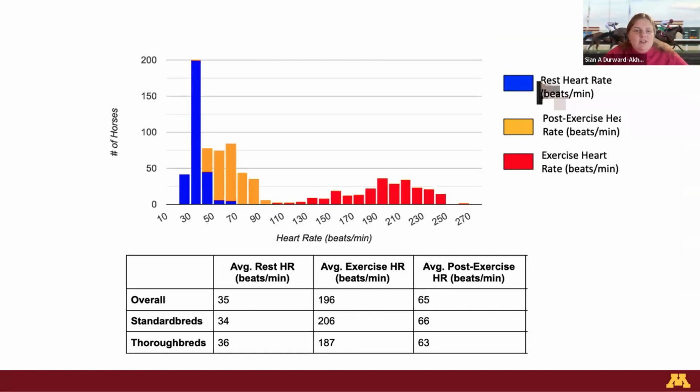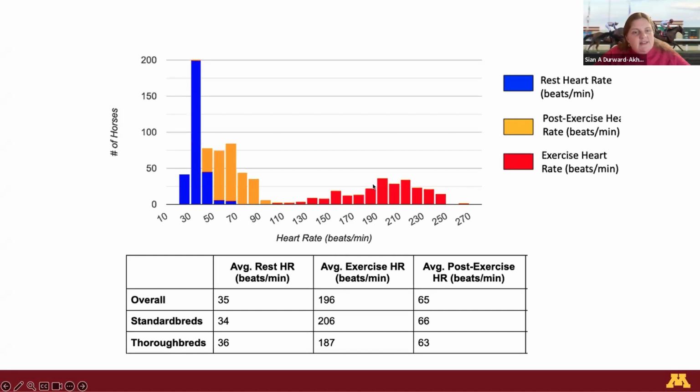And then this is just a little bit of preliminary data. So on the x-axis, we have the heart rate in beats per minute. And then on the y-axis, we have the number of horses. And then in blue, the average resting heart rate. In red, the average exercising heart rate at the peak intensity, which we've just defined as the highest heart rate observed during the exercising period. And then the post-exercising heart rate is here in yellow.